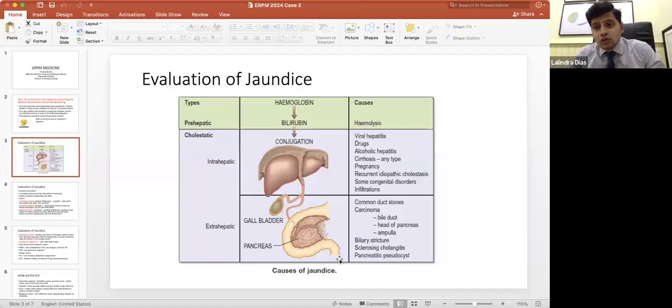But this bilirubin is water soluble. Therefore, it gets released into the bloodstream and then to the urine. Therefore, urine is very dark in color.